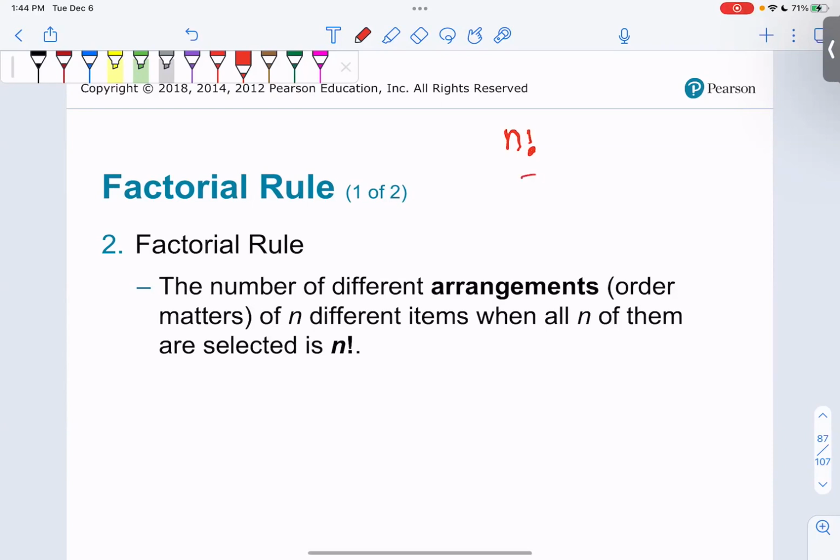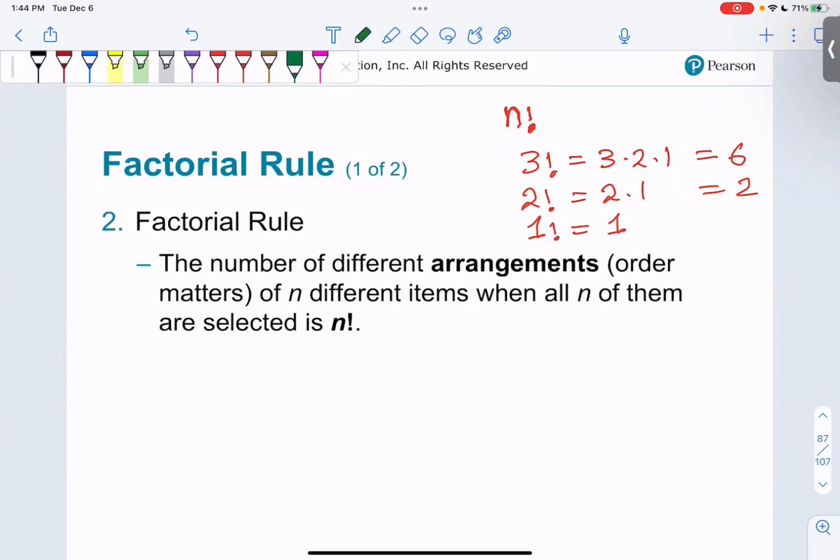Let's say 3 factorial equals 3 times 2 times 1, which is equal to what? 6, right? 2 factorial equals 2 times 1 equals 2. 1 factorial is just 1. So 1 factorial equals 1. And a very important thing to know: 0 factorial equals what? 1. So this is very important.